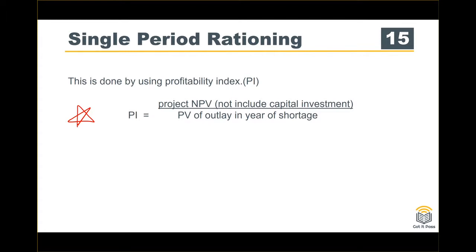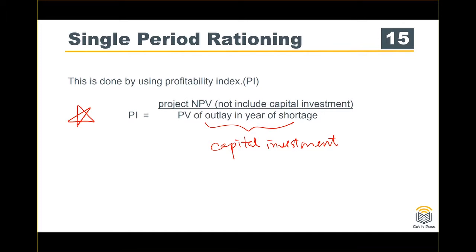PI, the profitability index, means the project NPV, the total project NPV excluding the capital investment, divided by the present value of outlay in the year of shortage, or the present value of investments. The present value of capital investment.